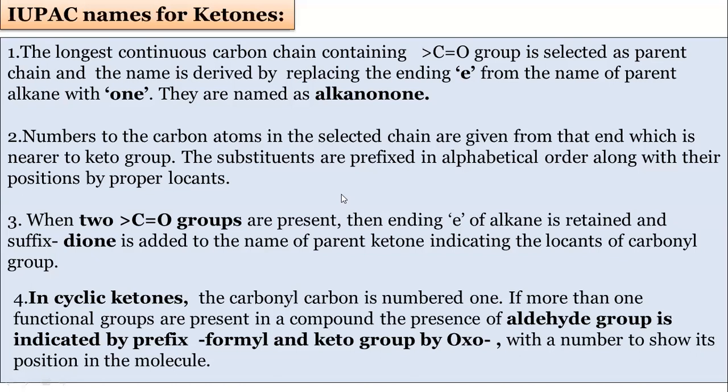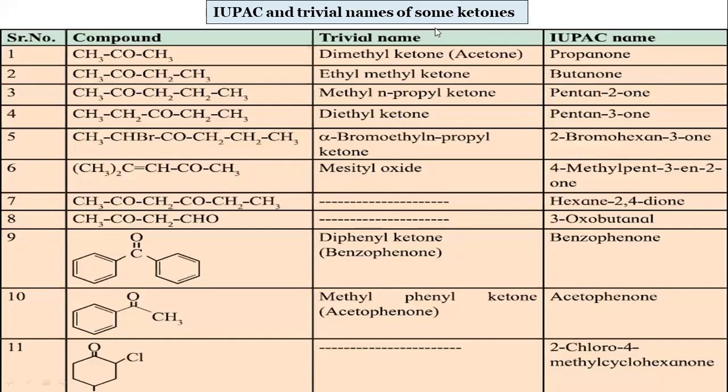Now I am directly coming to the IUPAC names of ketones. Say, it is very easy to understand the common names and IUPAC names with the help of the chart. See here, 1, 2, 3 carbons are there. So the name is propanone. Ketones always end with the word ONE. Aldehydes end with AL, carboxylic acids end with OIC, and ketones end with ONE.